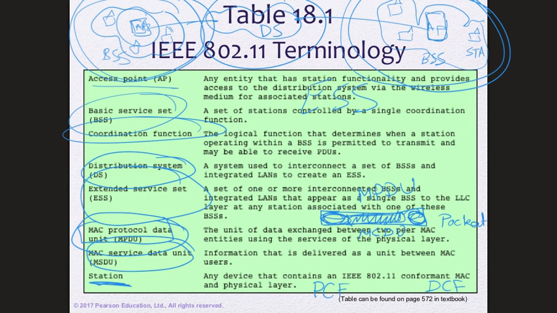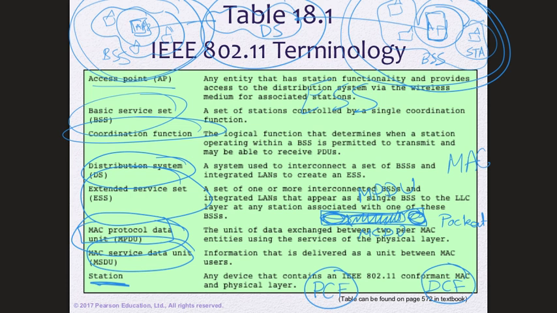The coordination function is the functionality performed inside the Wi-Fi between the stations and the access point, right? To say who talks and who stays silent, which is also called the medium. The algorithms that govern that are called the medium access control, MAC, okay? There are two types of coordination functions. One is called point coordination function. The other one is called distributed coordination function.